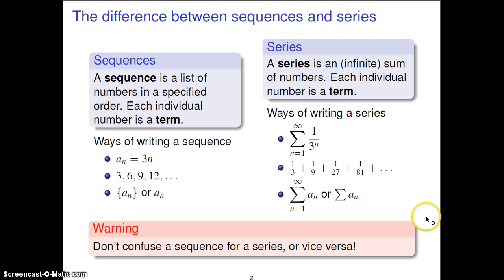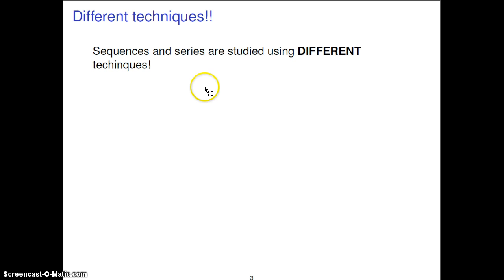The key thing to do is to not confuse a sequence for a series or vice versa, and this comes not only just as far as being able to identify the two, but the whole point is that you have to use completely different techniques for sequences than you do for series. And if you use techniques for sequences on series, well, that gets you nowhere, and vice versa. So let's kind of overview the different techniques used for sequences and for series.